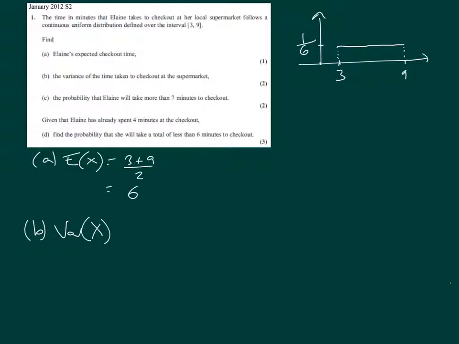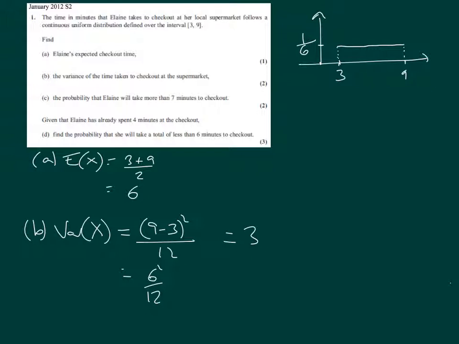So if you remember, the variance is (b minus a) squared over 12. Applying that to this formula, we're going to have (9 minus 3) squared over 12, which is 6 squared over 12, which is 36 over 12, which is 3.